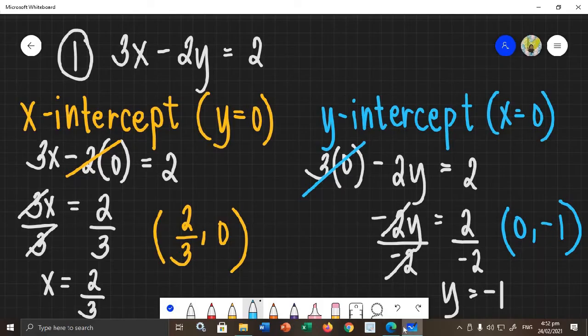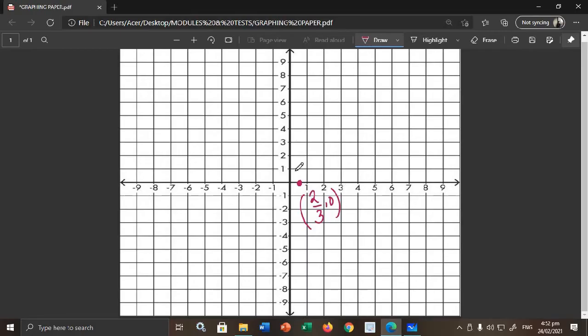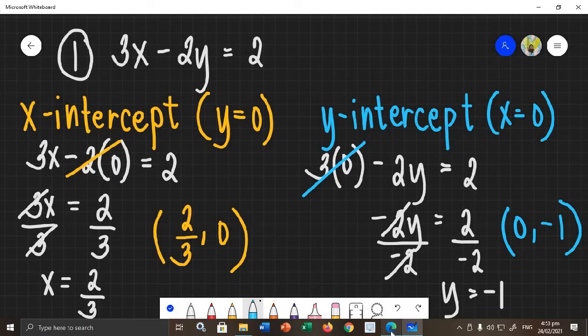How about our y-intercept? So, yung y-intercept natin is 0, -1. So, 0, -1 along the y-axis. Right after nyo ma-plot yung points, you should connect the points. So, ayan, let's say, na-connect na natin. So, this will be the graph of the first linear equation.